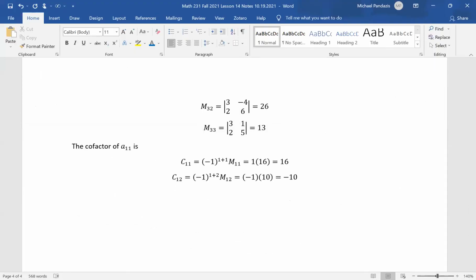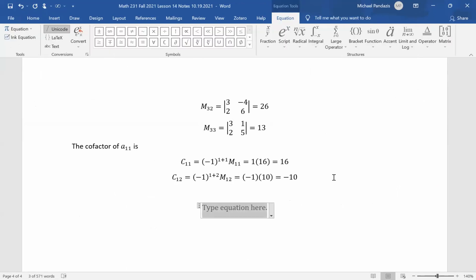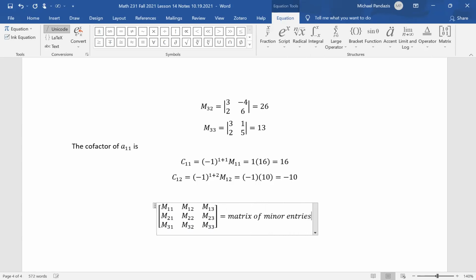Right. So if you looked at the matrix of minors, meaning here is M11, here is M12, here is M13, here is M21, M22, M23. This is M31, M32, and M33. This would be the matrix of minor entries, right?